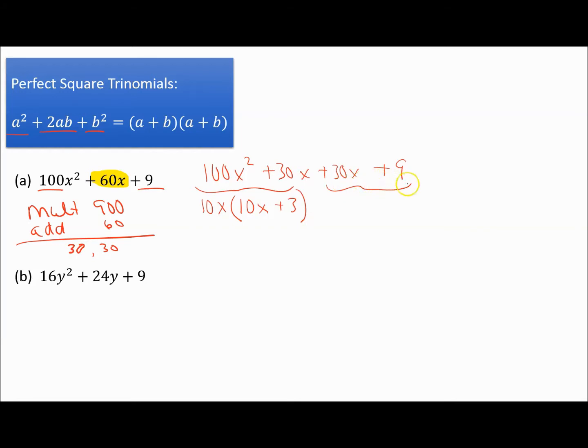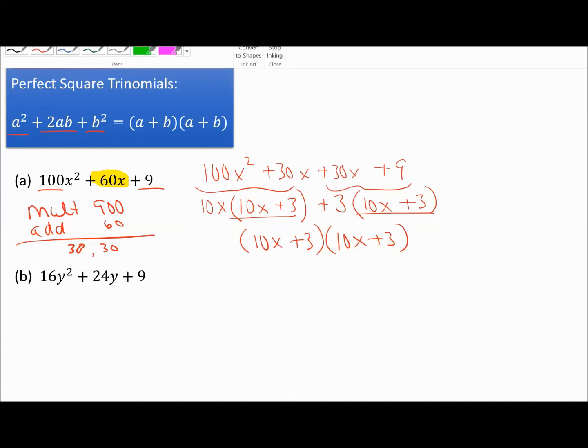And over here, these terms have a factor of 3 in common. So I pull out the positive 3, and that gives me 10x plus 3. Remember, the idea is that what's in parentheses must match, so my answer is 10x plus 3, which is the one that matches, times what's left out front, which is also 10x plus 3.